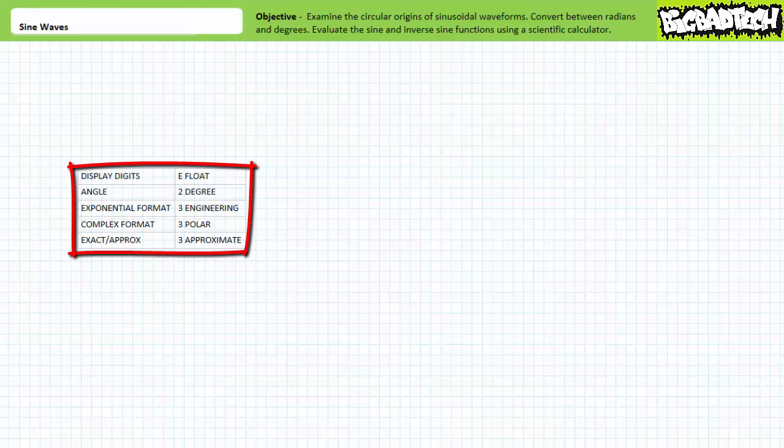In summary, first page accessible using the F1 key. Display digits, E, float. Angle, 2, degree. Exponential format, 3, engineering. Complex format, 3, polar. Second page, accessible using the F2 key, exact versus approximate, 3, approximate. Assuming your calculator has these settings, navigate to the home screen and feel free to follow along.